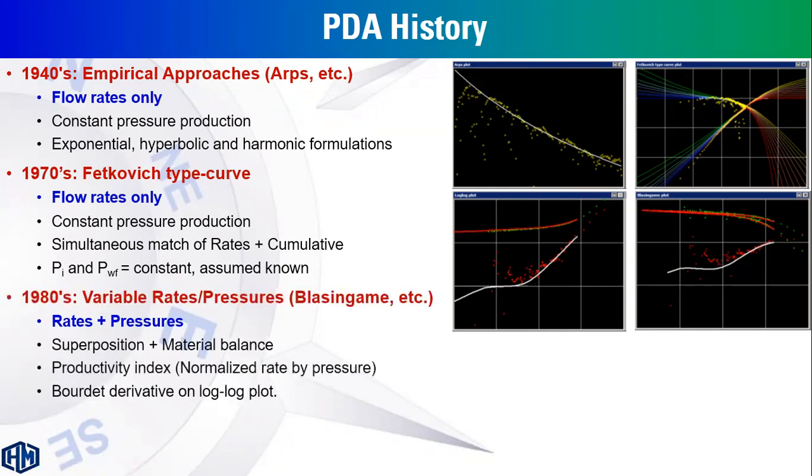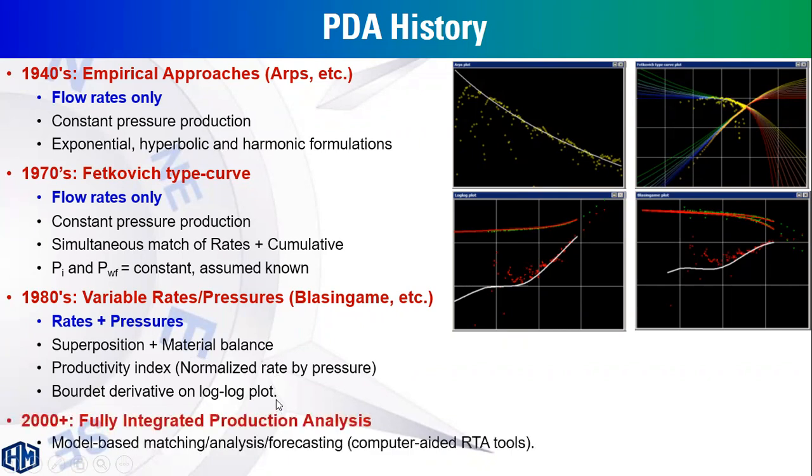But in the 1980s, we have the concept of rate transient analysis or flowing material balance and so on, which means we have variable rate and variable pressure. So in that case, we will use the flow rate and the flowing pressure data and other diagnostic plots to make a complete interpretation. And most recently, we have fully integrated production data analysis using the RTA software packages like Kappa, IHS, Harmony, and so on.